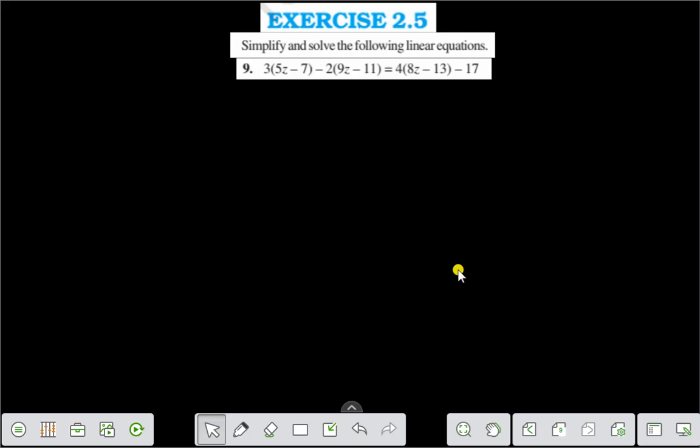Hello everyone. Today I shall discuss exercise 2.5, question number 9. Simplify and solve the following linear equations. That is question number 9.